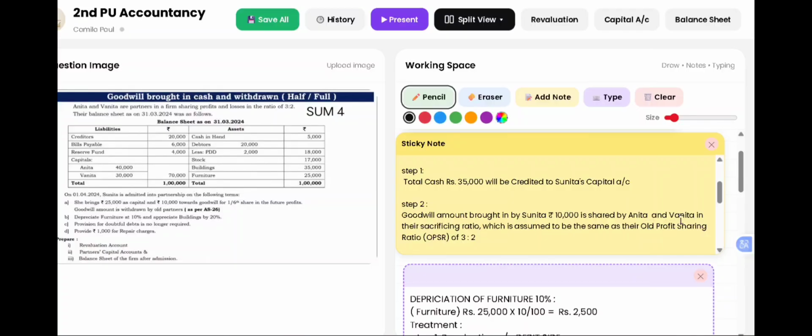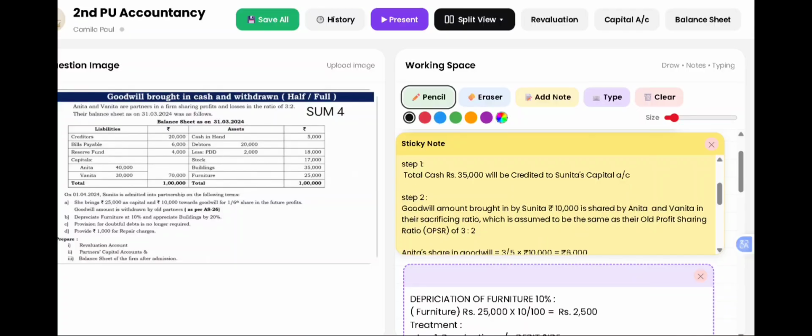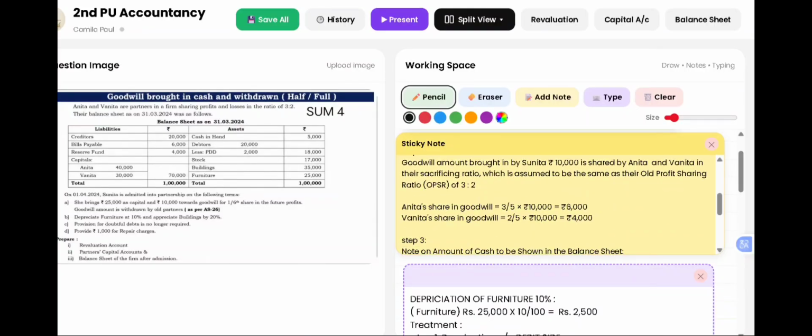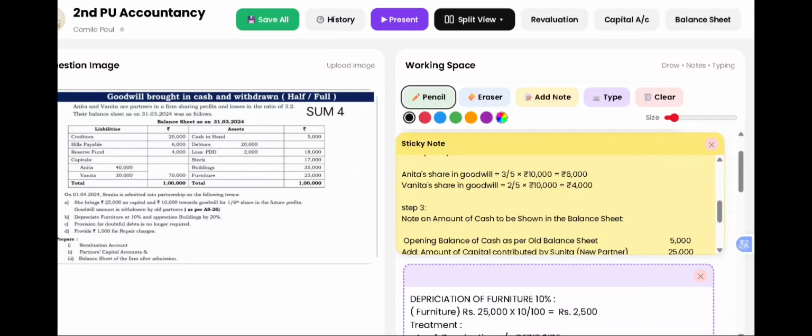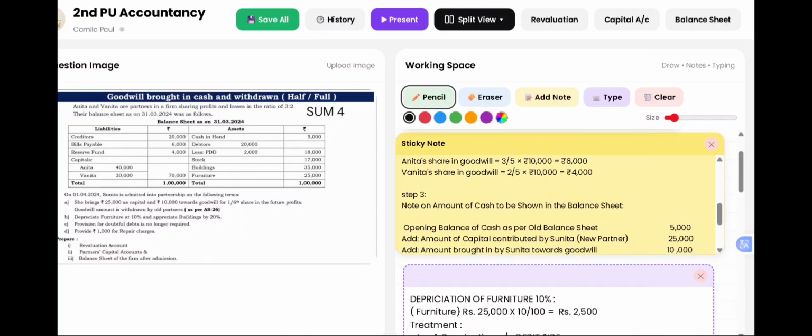So this will be distributed to them in their sacrifice ratio, that is 3:2. So Anita's share in goodwill will be 3 by 5 into 10,000, which is 6,000, and Vanita's share in goodwill will be 2 by 5 into 10,000, that is 4,000. So this should be distributed to the old partners on the credit side of partners capital account.